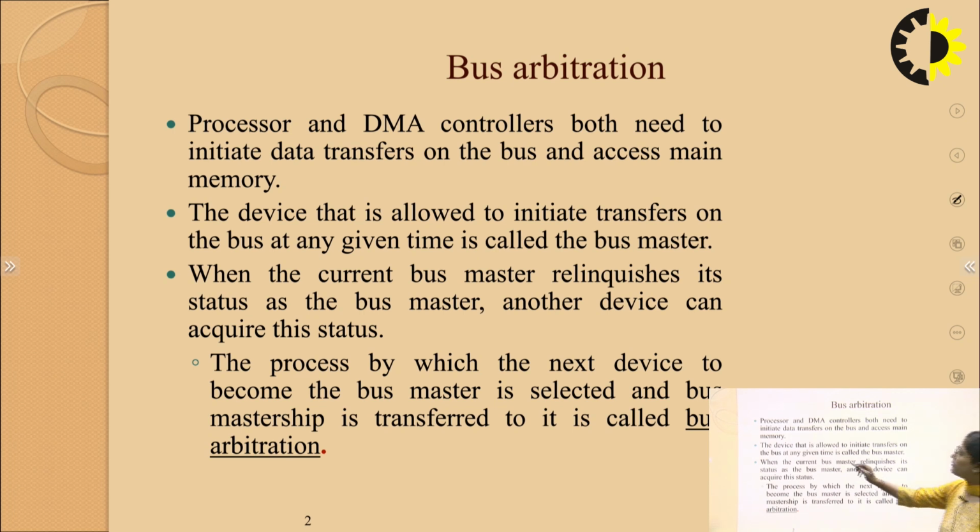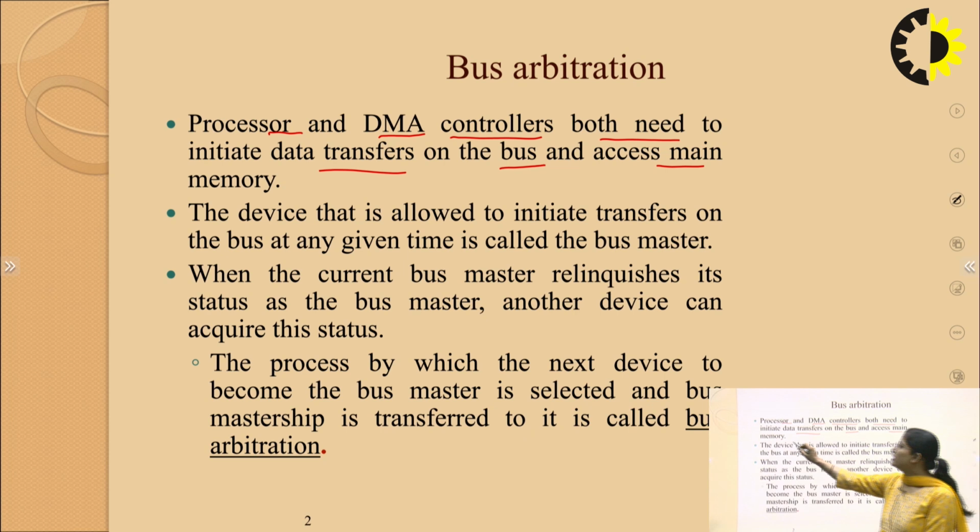Here we have a processor and DMA, that is, the direct memory access controller. When we want to directly access the memory, then we use the DMA controller. Both need to initiate data transfer. So here the processor and DMA both are going to transfer data on the bus and access main memory. Data can be fetched from memory also. So DMA and the processor can both access data from main memory.